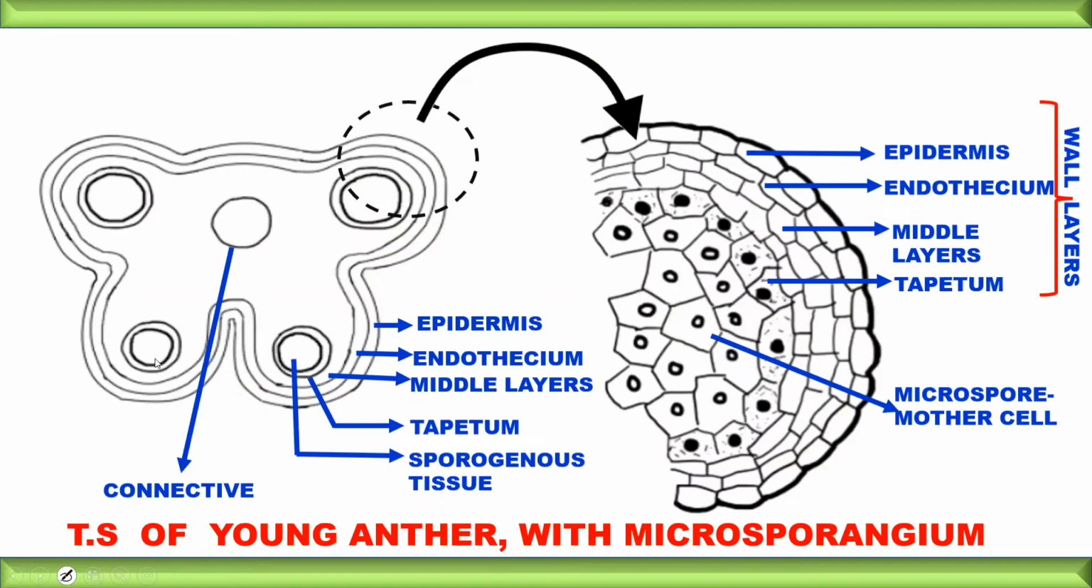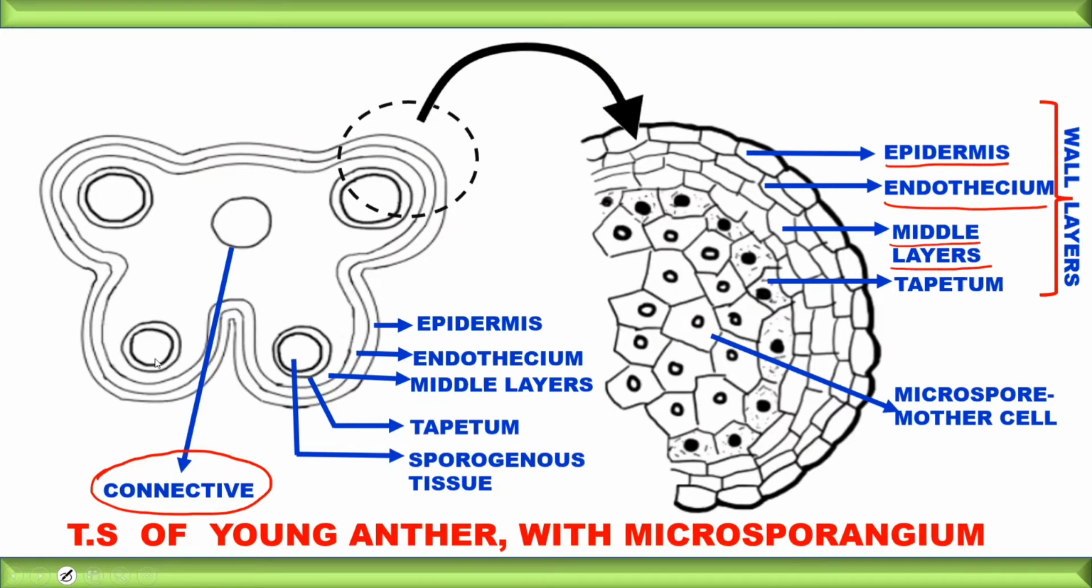Here is a detailed diagram which we'll be drawing. So in this you can see the connective clearly, which is drawn at the center, not to miss out on that. Epidermis is the outermost wall layer. It is thin, single layered. Endothecium is also thin walled in a young anther, and it is less differentiated, flat cells.